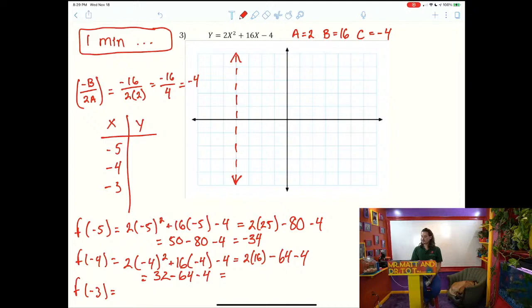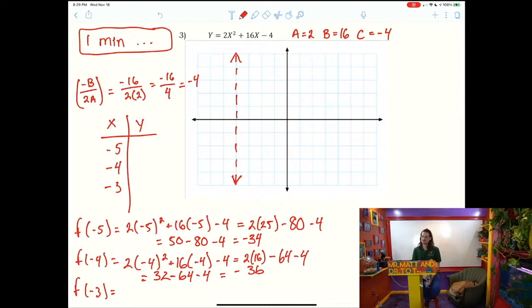Okay, so in this problem, a is equal to 2, b is equal to 16, and c is equal to negative 4. So substituting into the expression negative b over 2a, we get negative 16 divided by 2 times 2, which is negative 16 divided by 4, which is negative 4. So at x is equal to negative 4, we have the axis of symmetry.